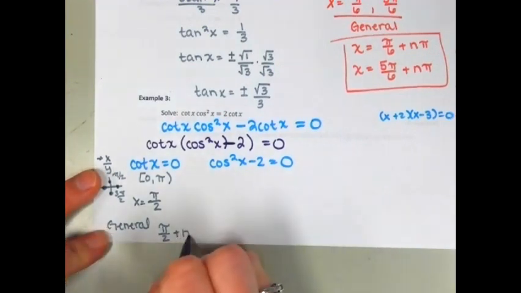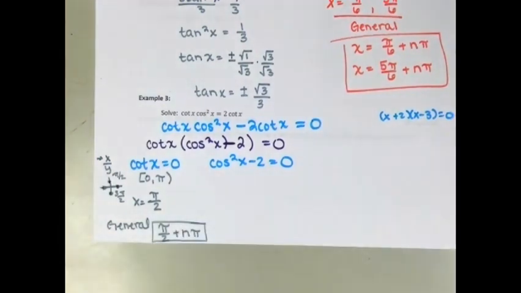N pi. Why? Because it is cotangent, which is the same as tangent, right? Just kind of flipped it.